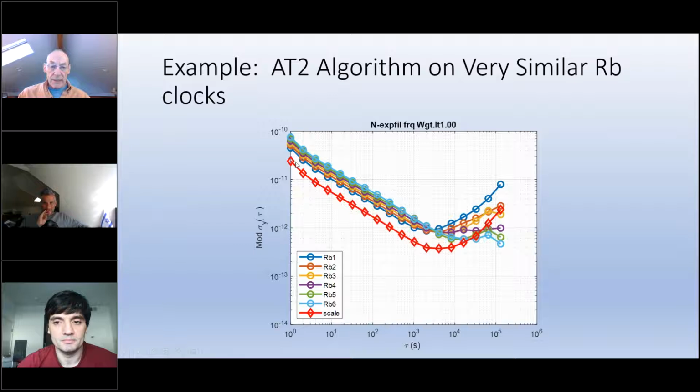And you can see the scale is better than all the clocks. If all the clocks were the same, you get a square root of n improvement in stability at all averaging times. The scale seems to do better than all the clocks, except at the very long term, though it's hard to tell because the confidence on the long-term estimate is very poor. And that's a feature of the Allan deviation: as you get to longer and longer term, you have fewer and fewer data to actually measure that.